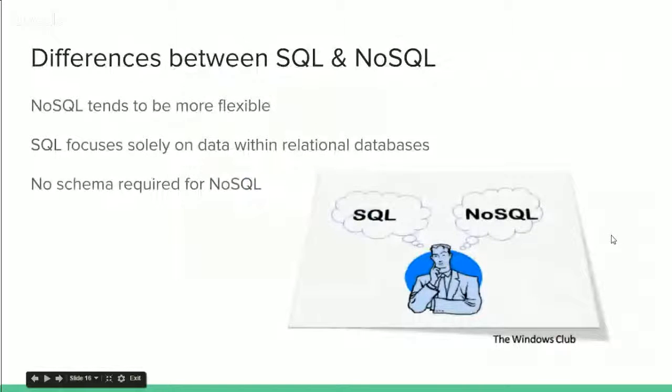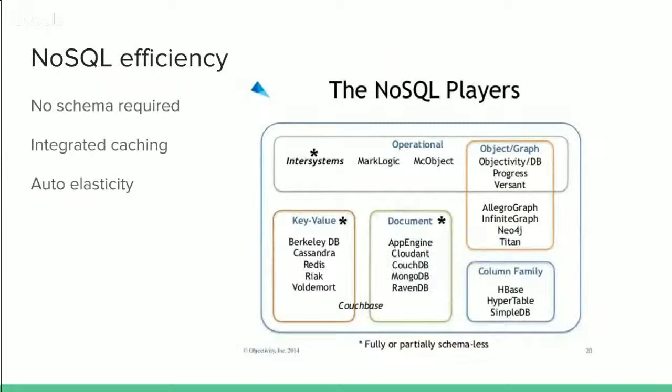Some of the distinct differences between SQL and NoSQL include that NoSQL tends to be a little more flexible than SQL, as SQL focuses solely on data within relational databases, and there is also no schema required for NoSQL. Some of the pros of NoSQL's efficiency are that NoSQL has high scalability, consists of distributed computing, and is lower cost than SQL, as it's usually free. And as I said, there's no schema required. It's very integrated, and it has auto elasticity.